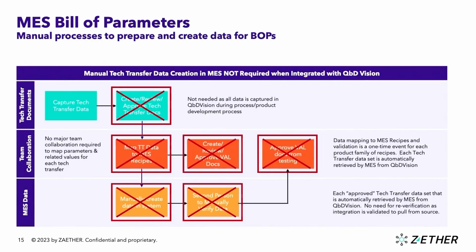So in summary, going back to our original slide, a lot of this integration has removed those steps that are initially required. So we eliminated a lot of these pieces that are requiring verification or standardization of that data. So while we still need that manual tech transfer data to be captured, a lot of these different steps of validating and verifying that data is no longer required, right? Because of QbDVision's version control, as well as that one center for data consolidation.